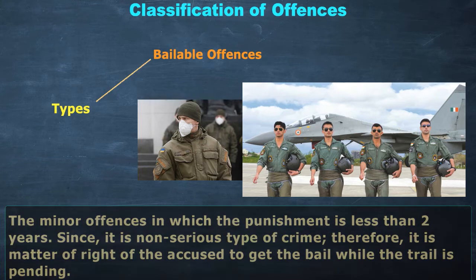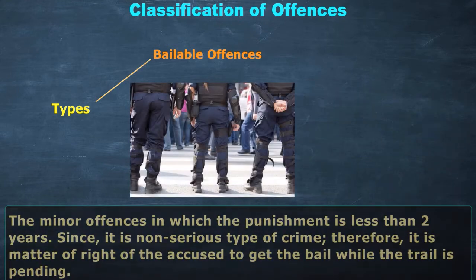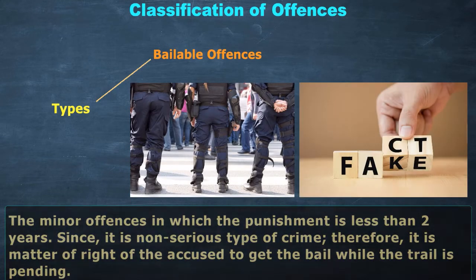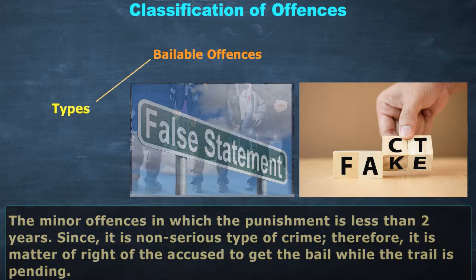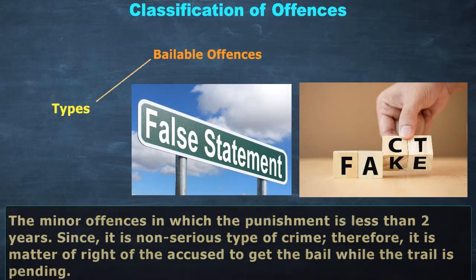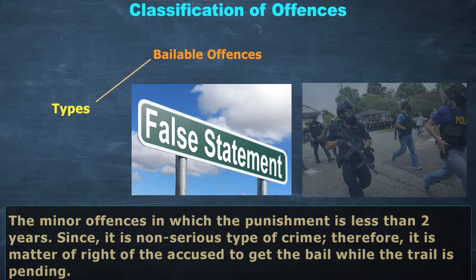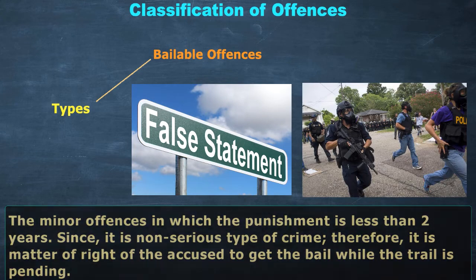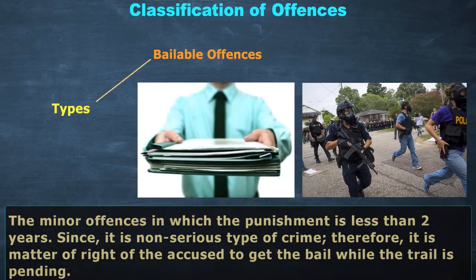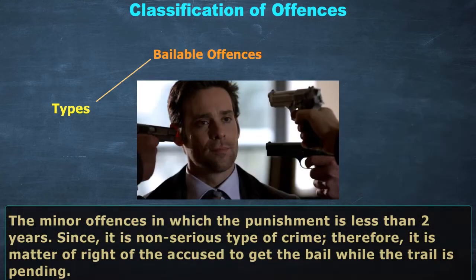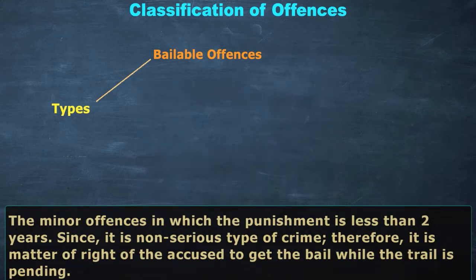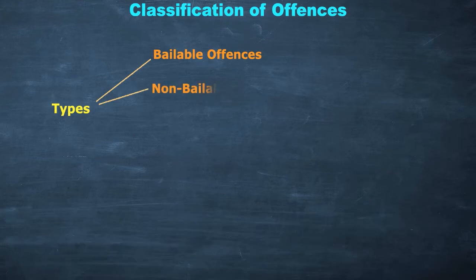Some other examples of bailable offense are punishment of unlawful assembly, section 144, furnishing false information, section 177 of IPC, false statement on oath to public servants, section 181, threat of injury to public servant, section 189, giving false evidence, section 191, threatening a person to give false evidence, section 195A. So there are many that come under bailable offense. Okay, the next one is non-bailable offense.